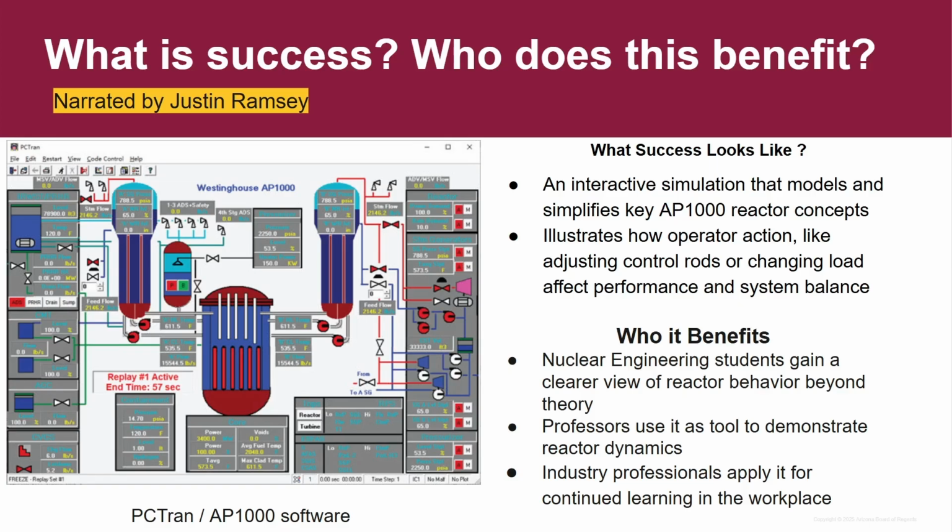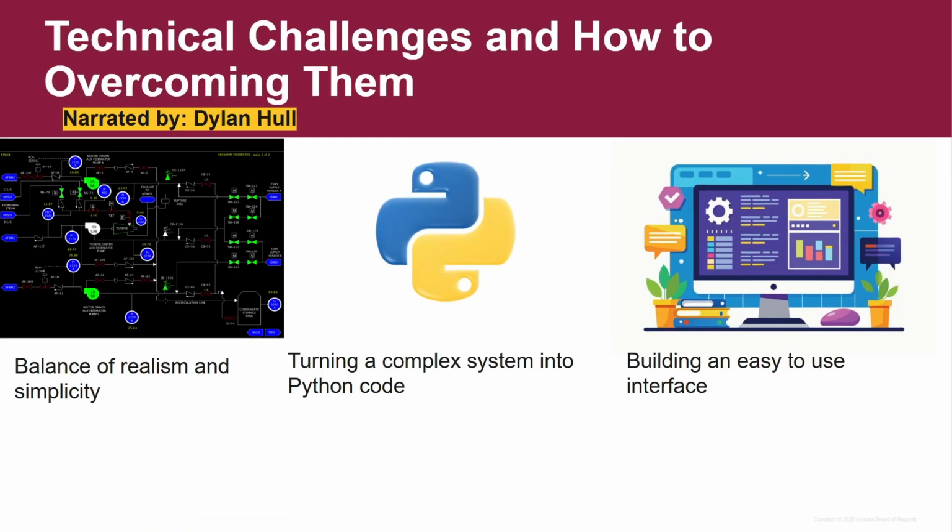Success for this project is defined by developing an interactive simulation that models and simplifies key AP1000 reactor concepts. The simulator will highlight how operator actions such as adjusting control rods or changing load affect overall reactor performance and system balance. The simulation benefits multiple audiences. Nuclear engineering students gain a clearer understanding of reactor behavior beyond theoretical studies. Professors can use it as a tool to illustrate reactor dynamics in real time, while industry professionals apply it for continued learning and skill development in the workplace.